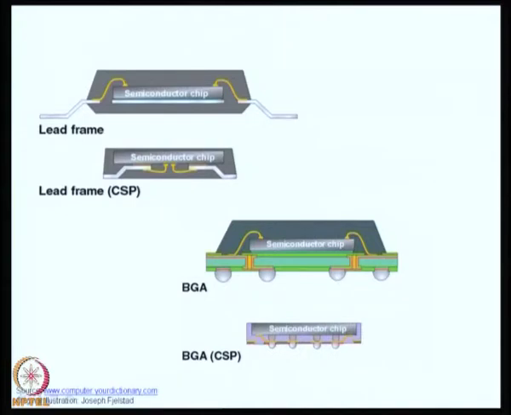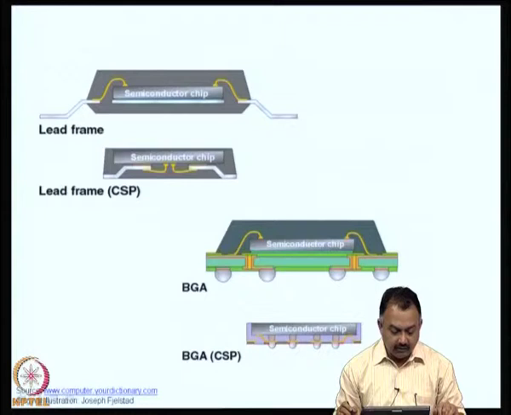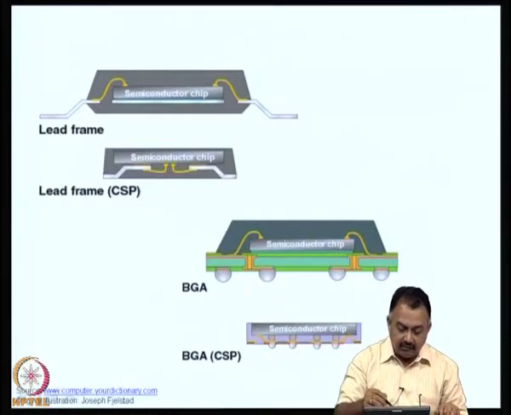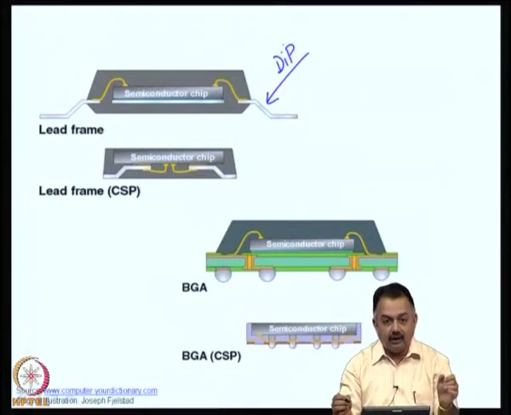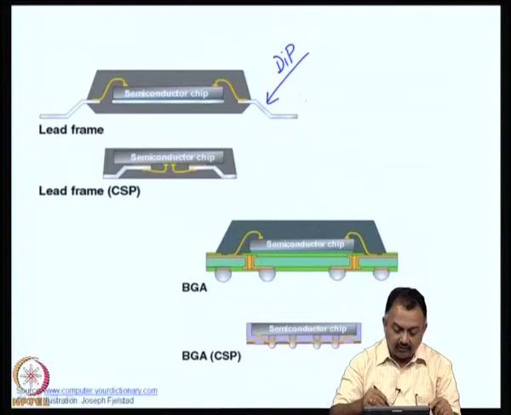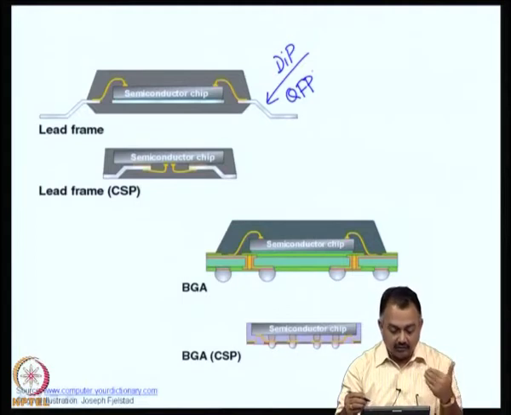If you look at this figure now, you have seen this package here on this table. The first thing is a lead framed package, which I showed you, a DIP package, dual inline package, or it can also be a quad flat pack. This figure is basically showing you a cross section. So, it can be a dual inline package or a quad flat pack.